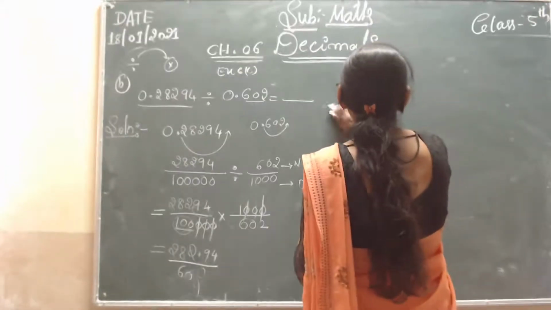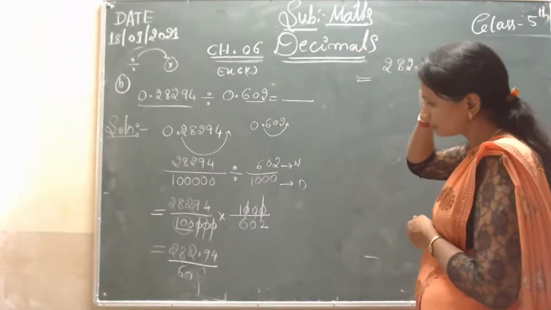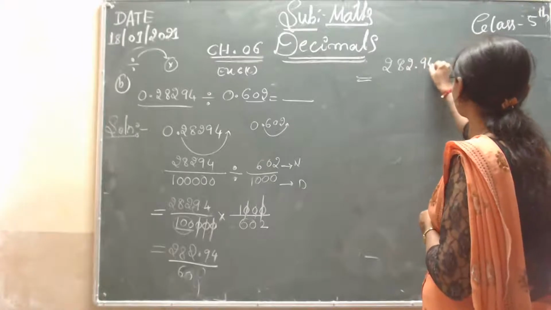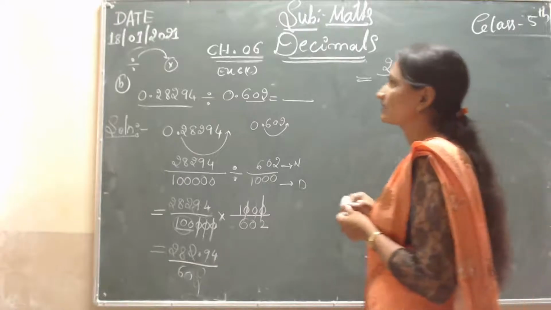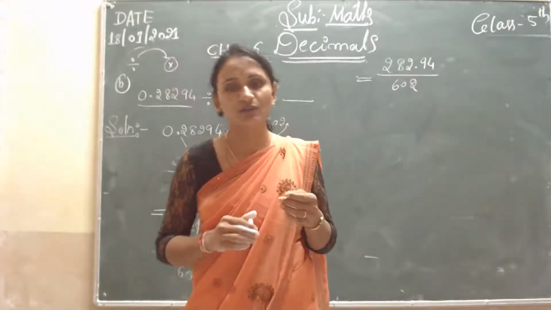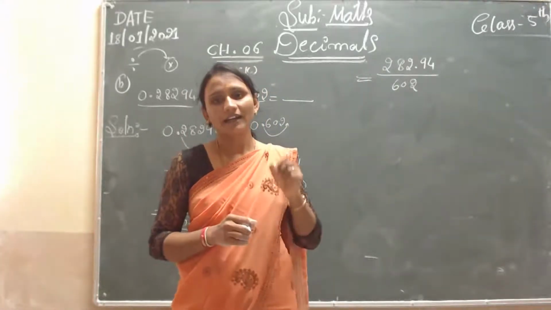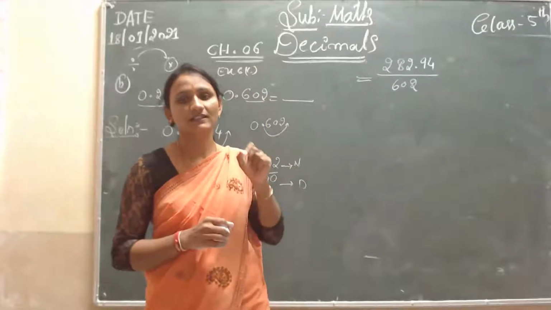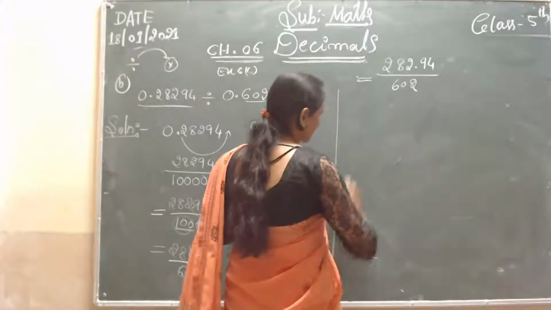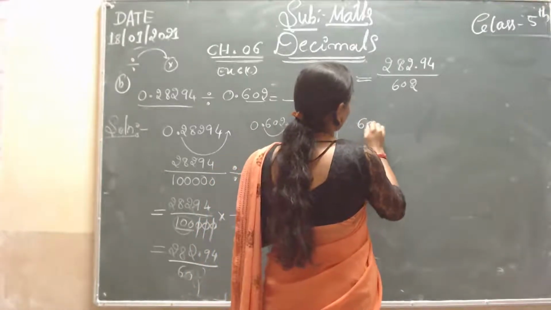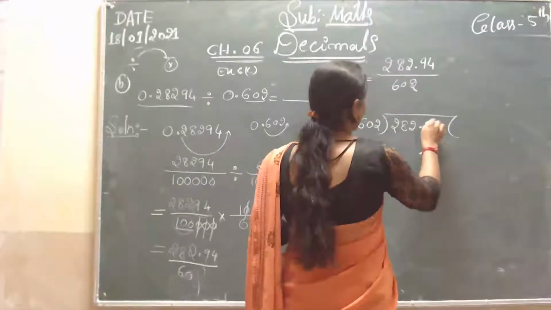Now, what are the next steps? 282.94 divide 602. Yes, this is the divisor. The value of the divisor is 602. The dividend is 282.94. So now you have to solve using the common division method. So what is the common division method? First you have to arrange the numbers: 602 divide 282.94.